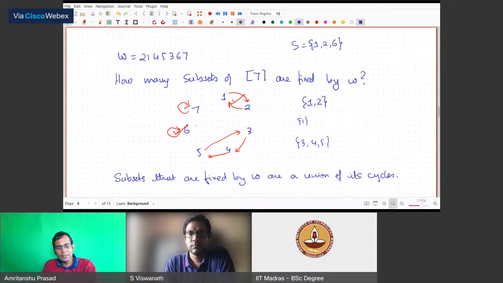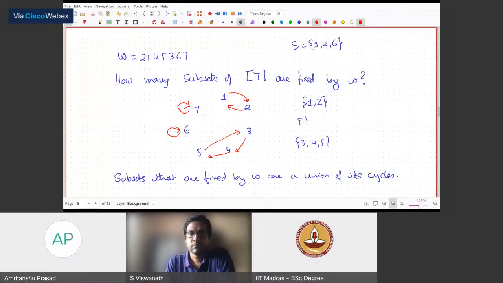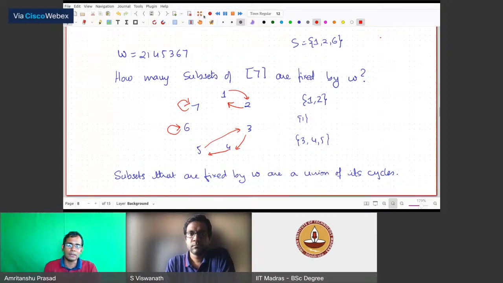So in each case I have a choice. For the first cycle, I can decide whether I want to include it in my subset or not. Then for the second cycle, again I have a choice. Do I want to include it in my subset or not? So I have 4 times to choose between yes and no, and totally there are 16 choices. So the answer here is 16.